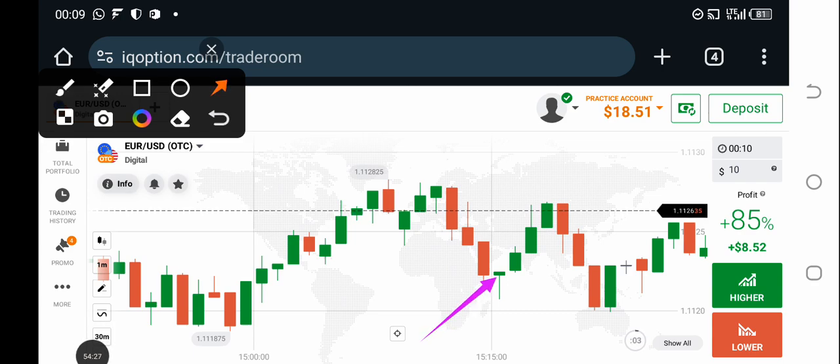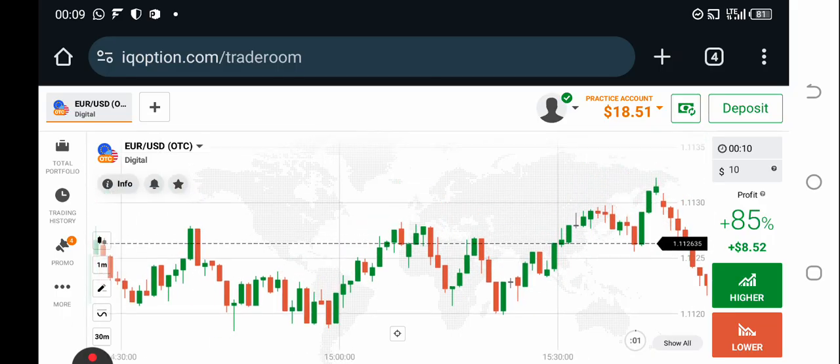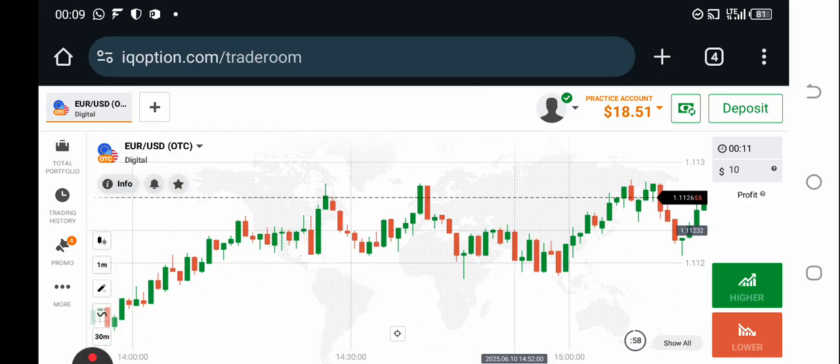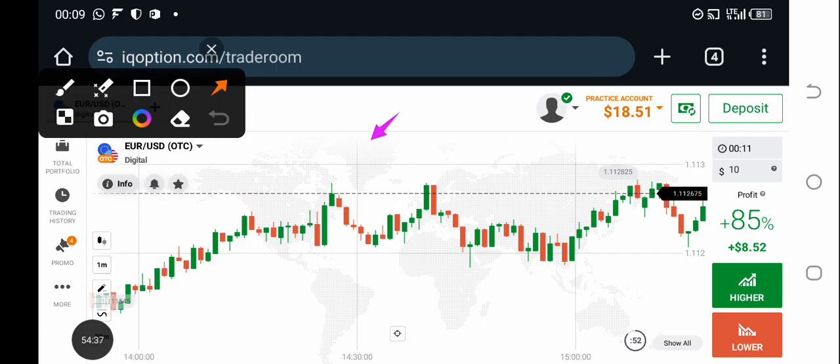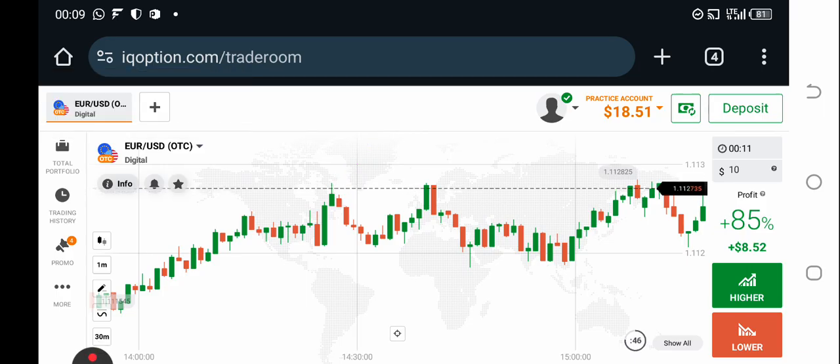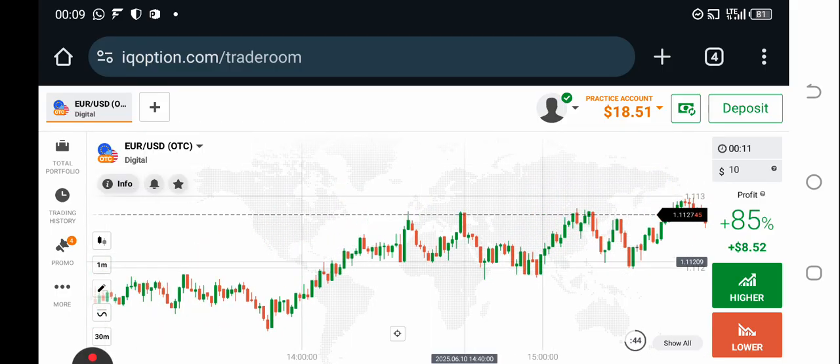Look at another hammer. Okay, we have seen hammers, tweezer tops. This one looks like a hanging man. Yep, a hanging man appears in the uptrend. Okay, but let me see if I can see a perfect hanging man.